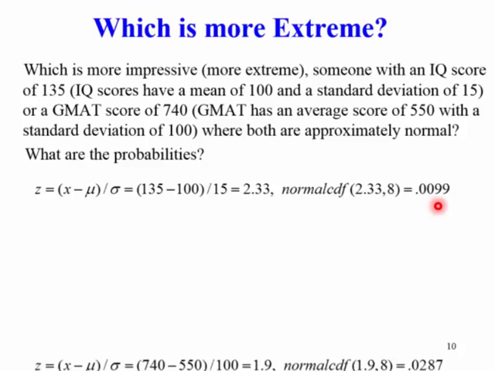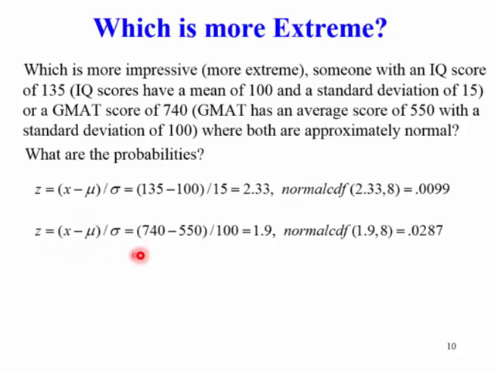What about GMAT scores? Well, the z-score is equal to 1.9. And so we can tell just by the z-score, since this is a more extreme z-score, that's more extreme or less likely. But what is the actual probability? Probability from 1.9 or more would be about 3%. So we can see that this one is in fact more extreme.